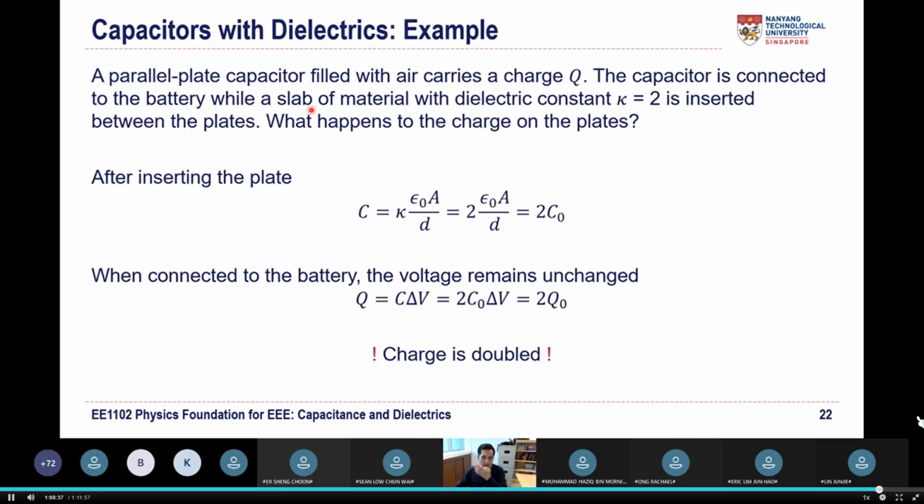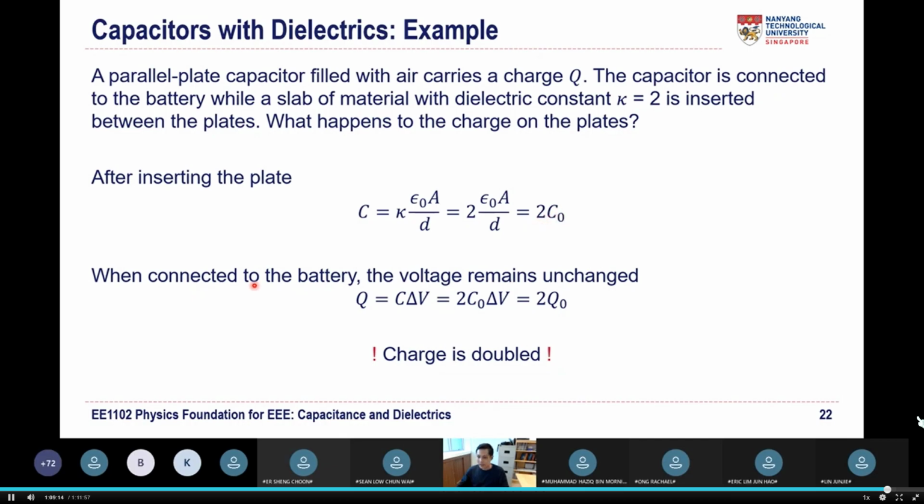Okay, so here is one example. A parallel plate capacitor filled with air carries a charge Q. The capacitor is connected to the battery while a slab of material with dielectric constant kappa equal to 2 is inserted between the plates. What happens to the charge on the plate? What we know is when kappa is 2, it will increase the capacitance by 2 times, right? So after inserting the slab, the capacitance becomes 2 times the original capacitance.